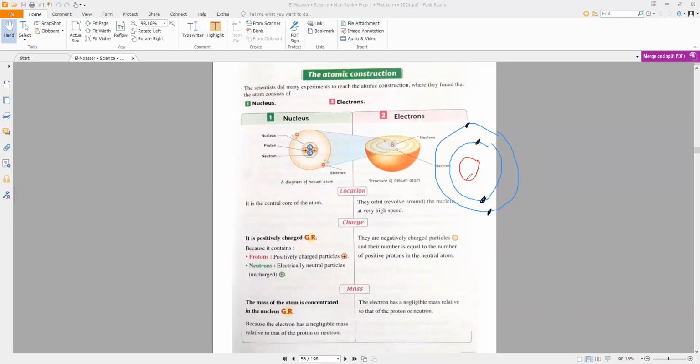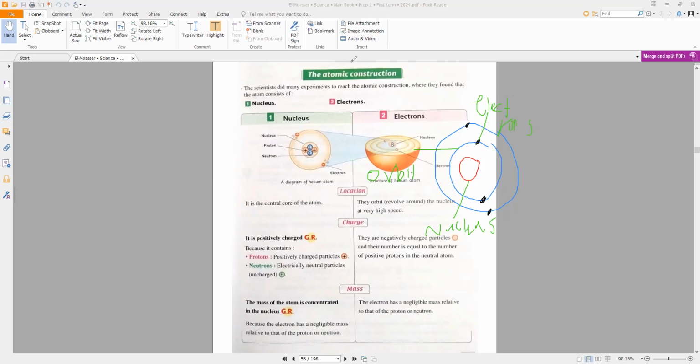So this is the nucleus. This is called the nucleus. And this is the orbit. Inside the orbit, there are electrons that revolve around the nucleus in fixed orbits.